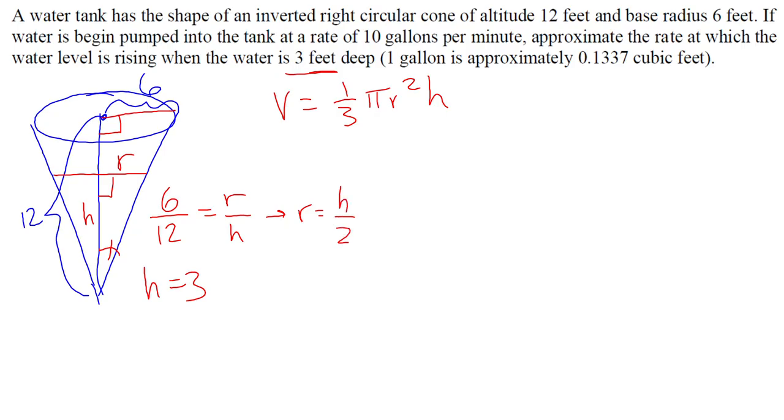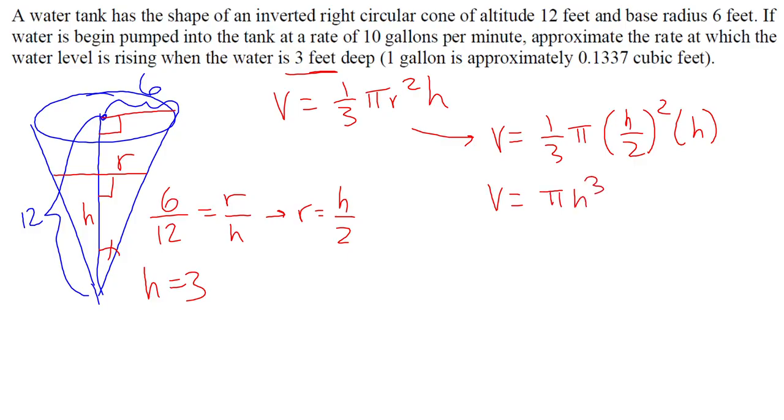And then plug that into our original volume equation. So now we'll have volume is 1/3 pi times h over 2 squared times h, or volume is going to be pi h cubed over 12. So we'll take the derivative with respect to time: dV/dt is equal to pi h squared over 4 dh/dt. And now we'll just plug everything in to find what dh/dt is.